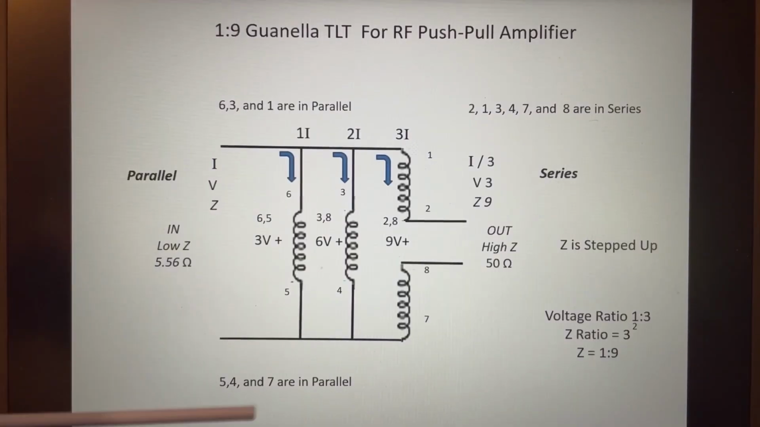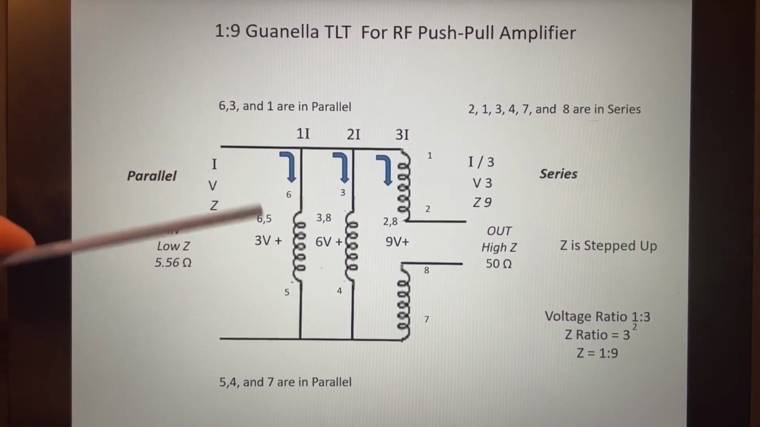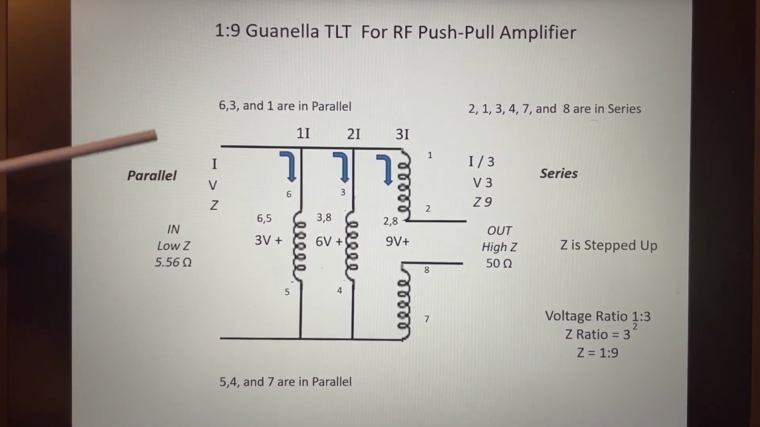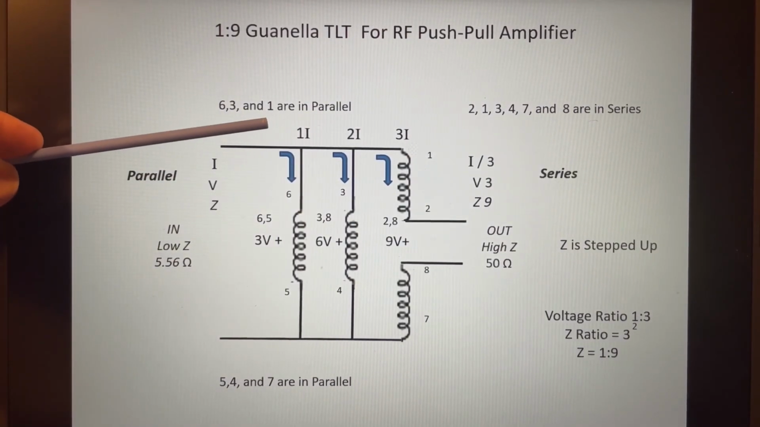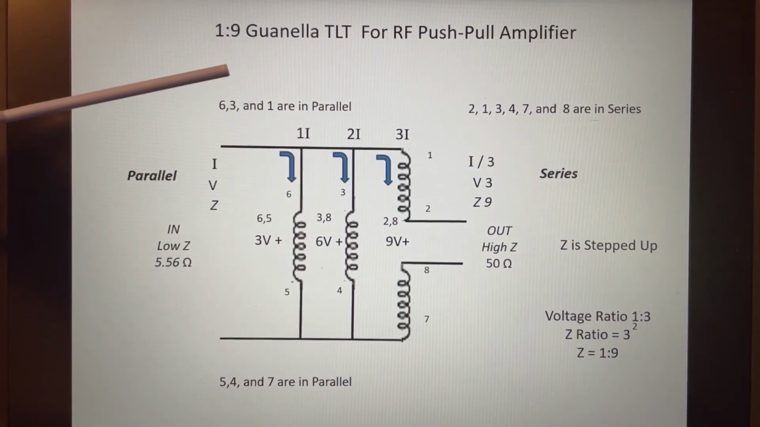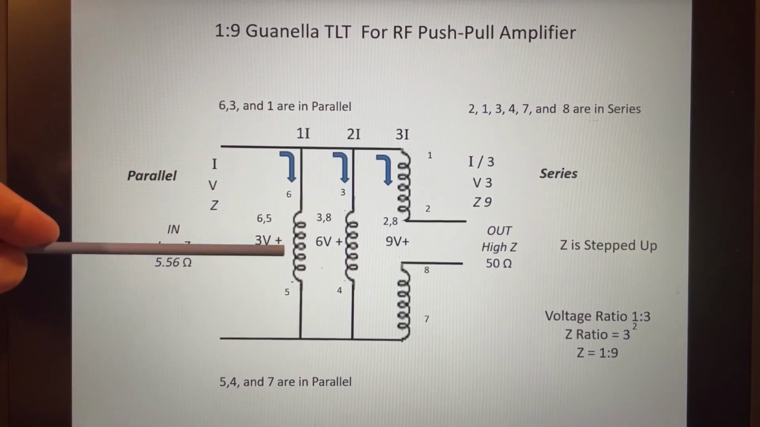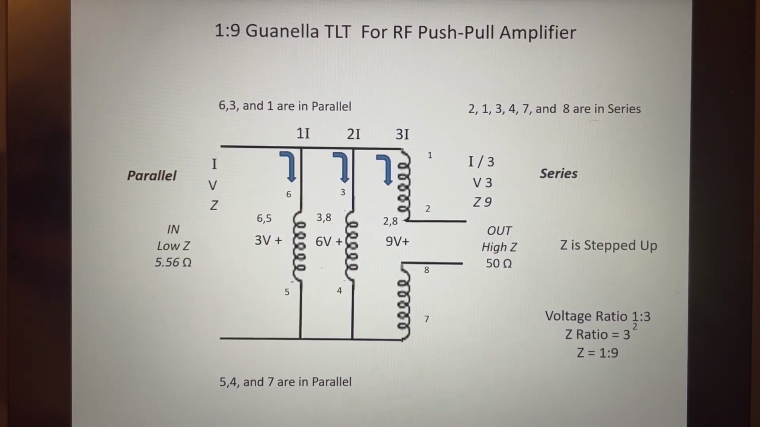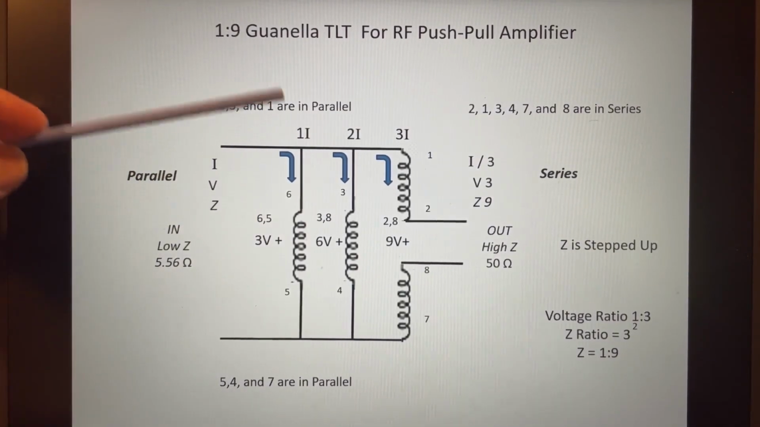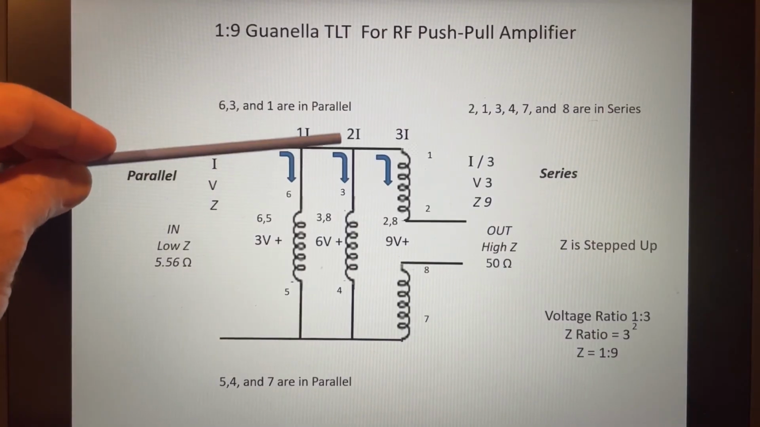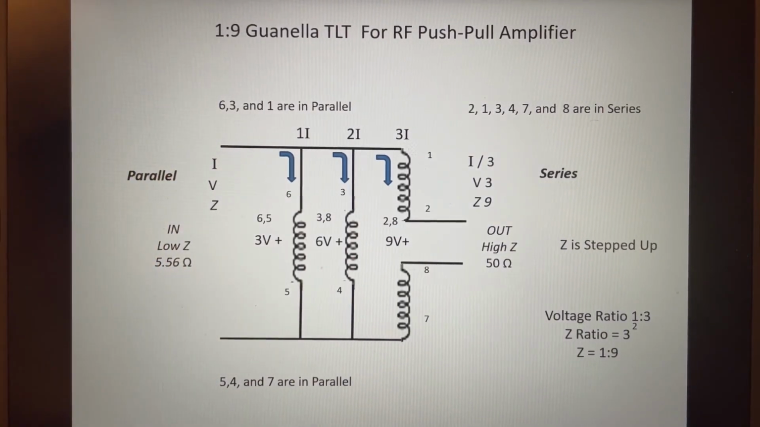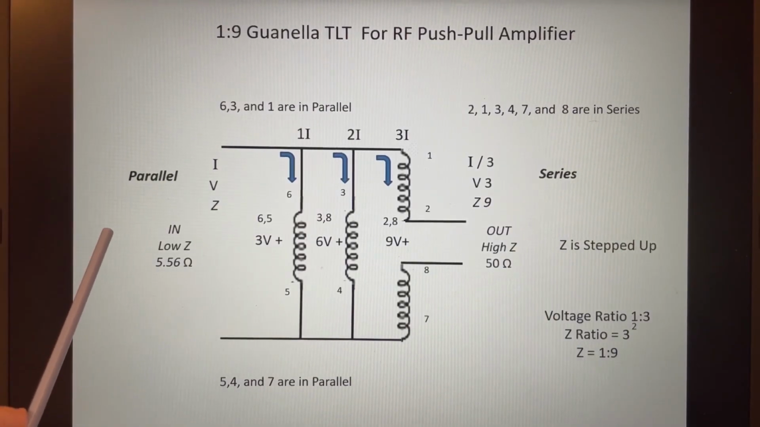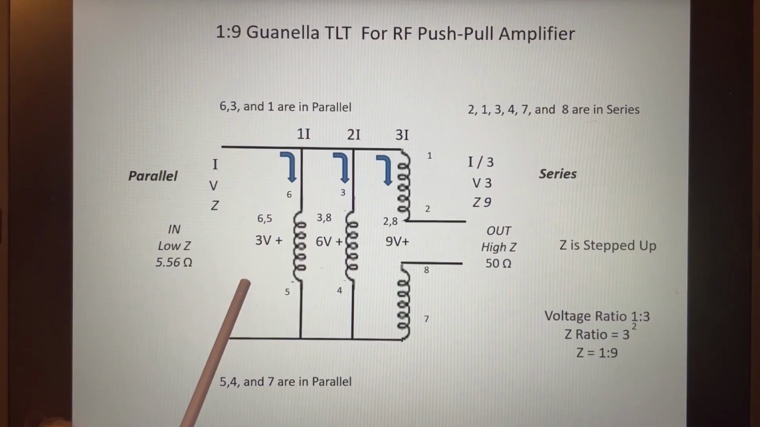Here's the same diagram, and here's our 3 parallel branches. As I said, the input's in parallel, so it's going to divide the current equally, right? They're the same impedance at the same frequency, or you could say same resistance. Impedance is just AC resistance. And you see it divides the current through each branch. So yes, the input side of the transformer is in fact in parallel when you express it this way.